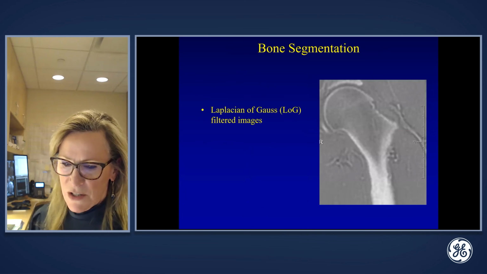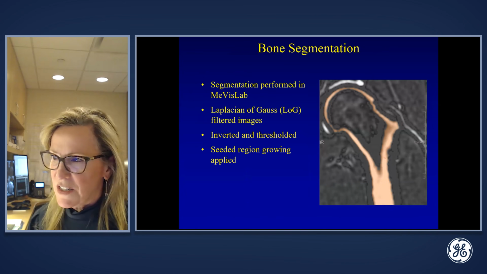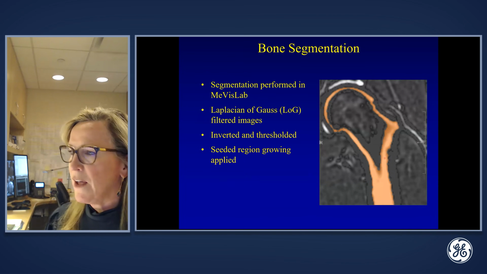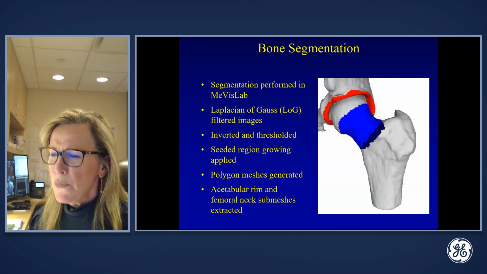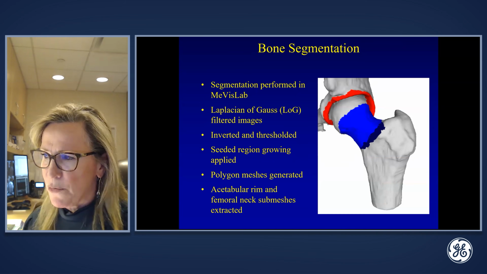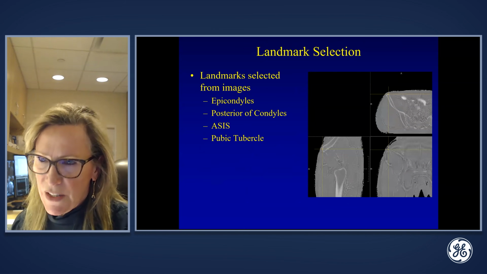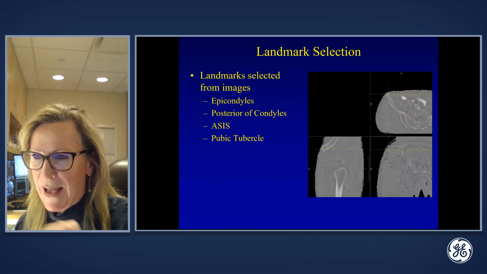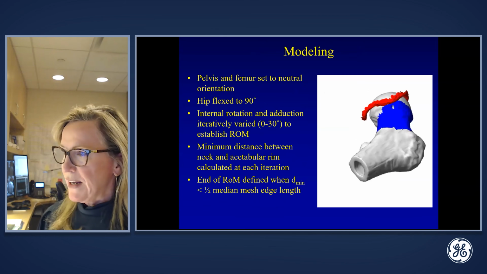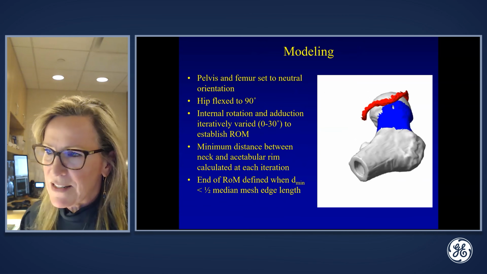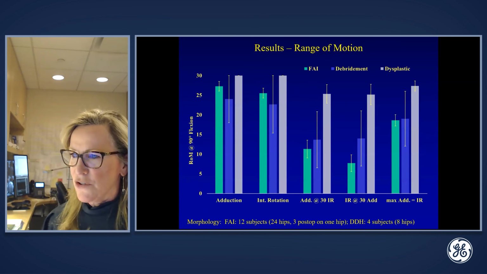We segment the bone, and now this is a creation of the 3D models. We create some filtering, we invert and threshold to give the CT-like contrast, and then do a seeded region grow application. We generate these polygon meshes, and then we can create submeshes of the acetabular rim and the femoral neck. We're going to collect landmarks that are characteristic, utilized to assess for these areas of impaction, and then we're going to look at femoral head spheres using an appropriate coordinate system. So again, the hip is going to be flexed to 90 degrees, and we're going to iteratively vary the degree of hip adduction and internal rotation.